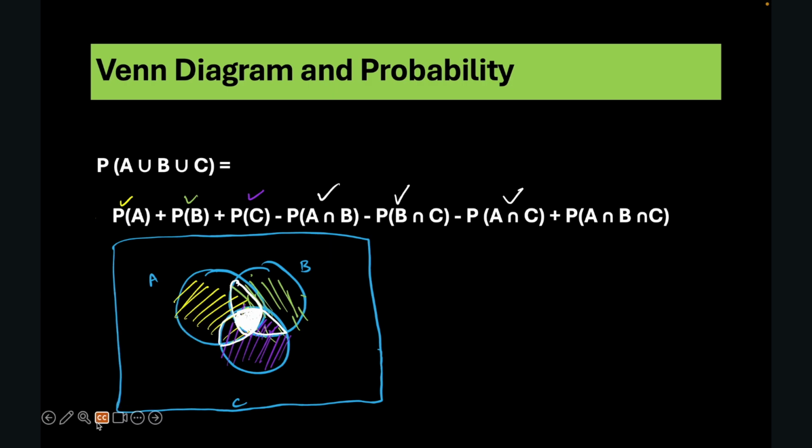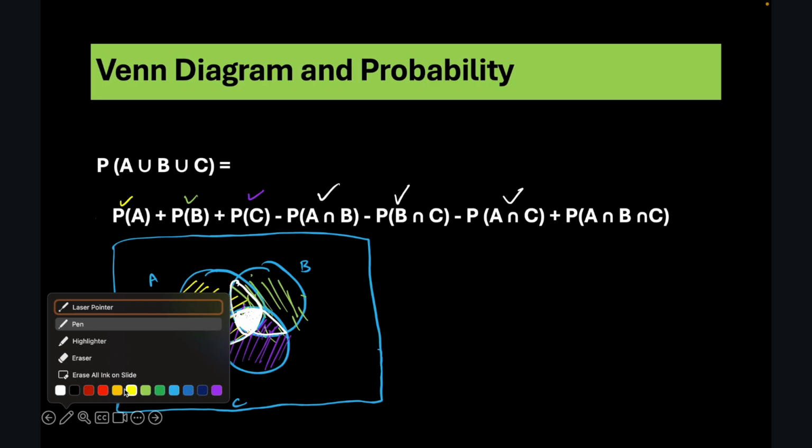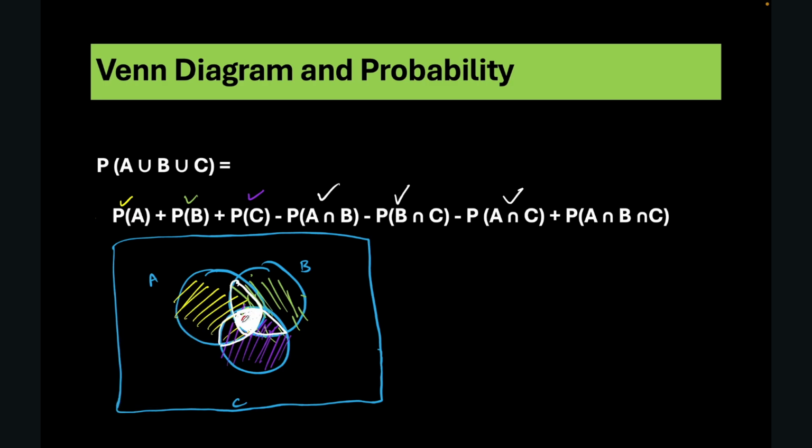Let me change the color. Let me make it perhaps red, right? I have to consider this area as well, which is my A intersection B intersection C. Again, let me explain it. I have taken A, B, and C, right? And then I've removed A and B because I've overlapped it once, right?